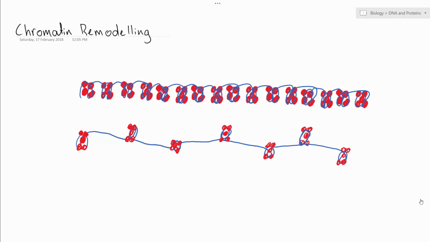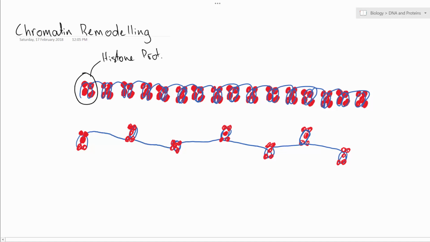We've got the structure of chromatin pictured here in two different forms. We should remember that chromatin consists of something called histone proteins in these little bundles, and it's important to note that histone proteins have a positive charge, and we've also got our DNA. Now DNA is wound around these histone proteins and it has a slight negative charge because of the phosphate group.